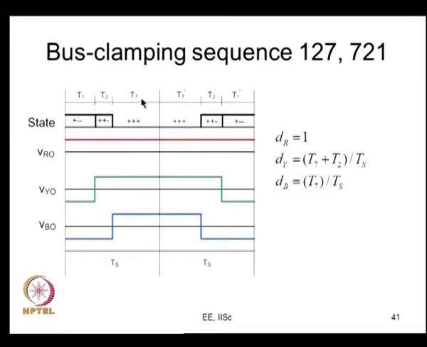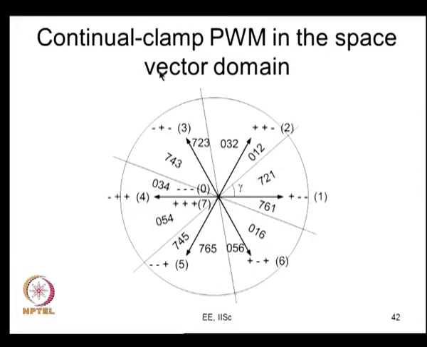You apply only the 0 state 7 for the entire tz. So, 0 never gets applied, and in this case R phase gets clamped. In the previous case the B phase was getting clamped to the negative bus; here R phase is getting clamped to the positive bus. So, these are the only two possible switching sequences that are bus clamping sequences in sector 1. So, you have to apply either one sequence or the other.